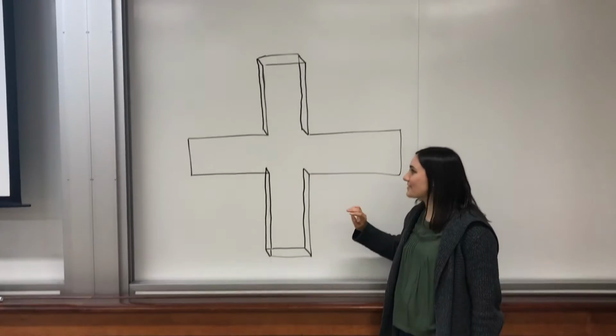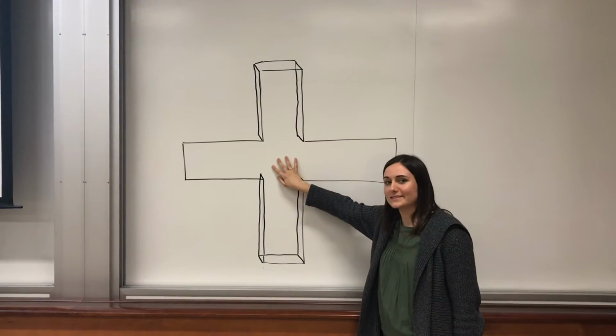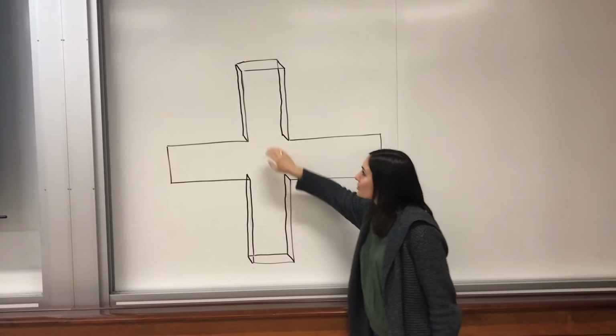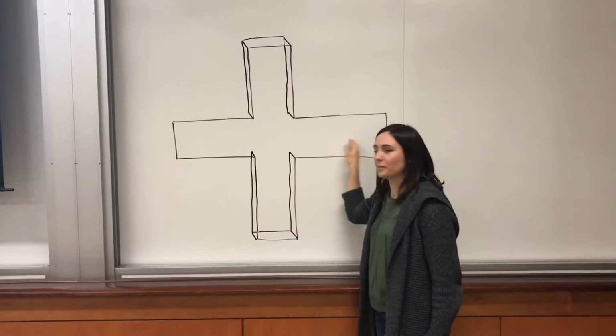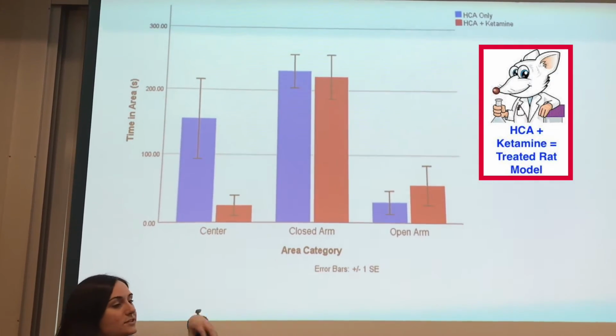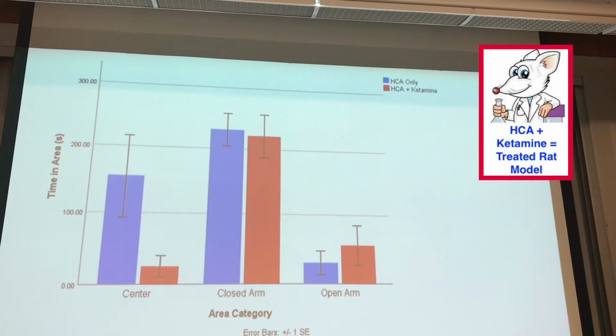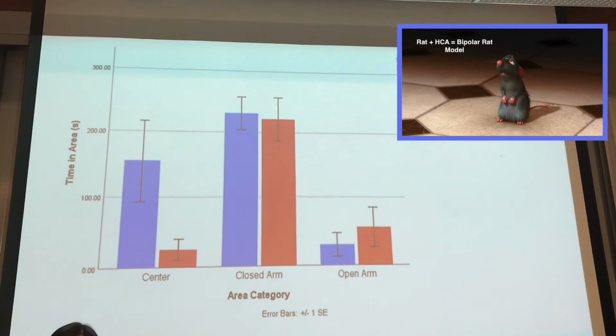All right, if this represents our elevated plus maze, then this area right here is what we defined as the center. These walled portions are what we defined as closed, and these open areas are the open arms. So for this graph, the red coloring represents the rats that were pre-treated with ketamine before HCA, and the blue color represents the rats that were only treated with HCA.